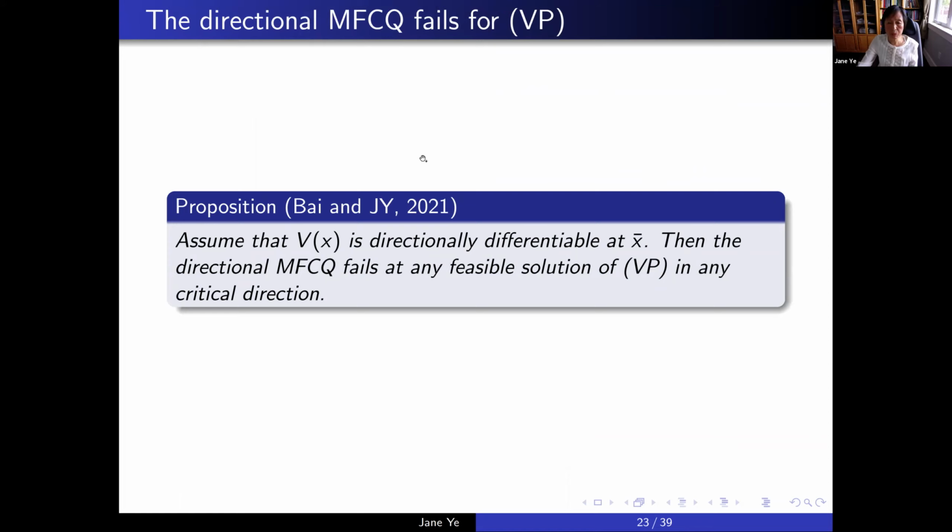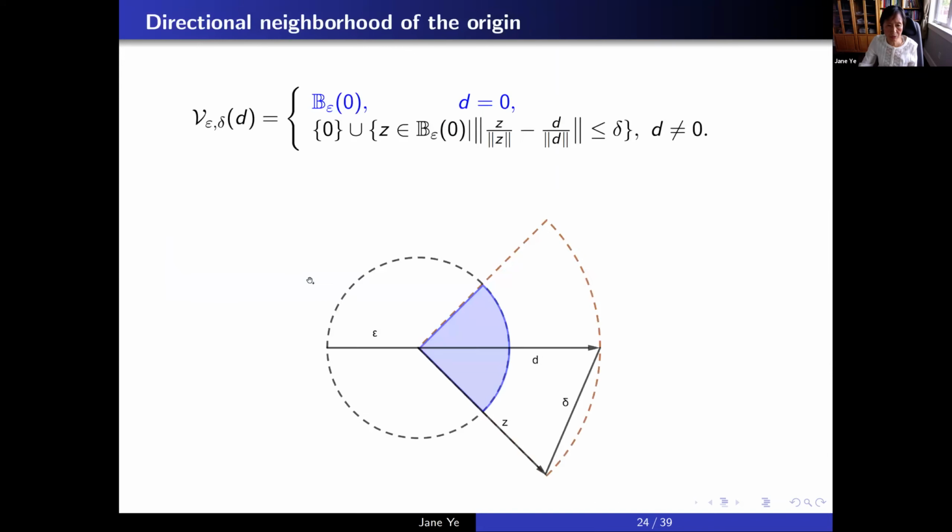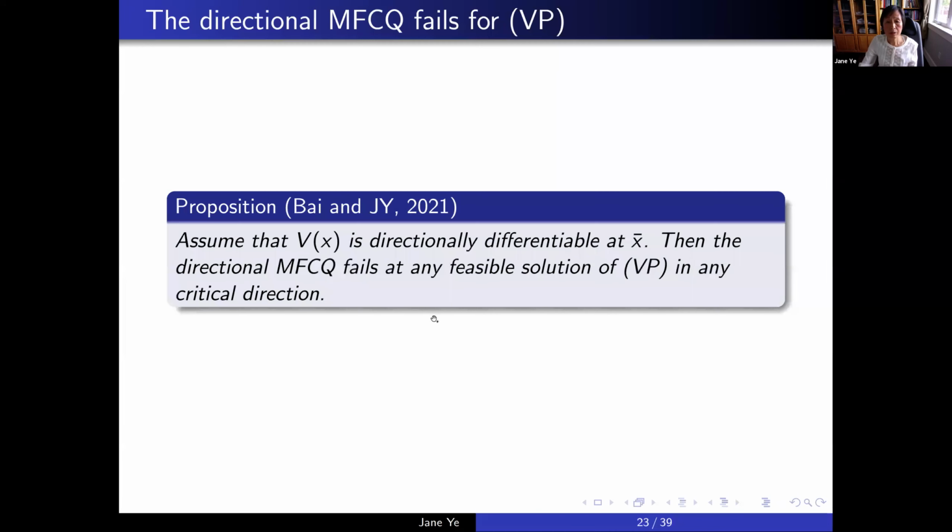We know that MFCQ will never hold for the bilevel program, no matter which reformulation you use. And now we show that if the value function is directionally differentiable, then even the weaker condition, the directional MFCQ, fails. So because directional MFCQ fails, we will try to use a calmness type of condition.